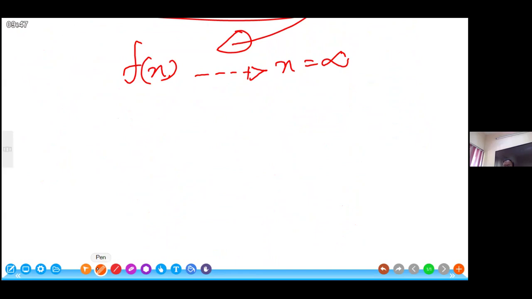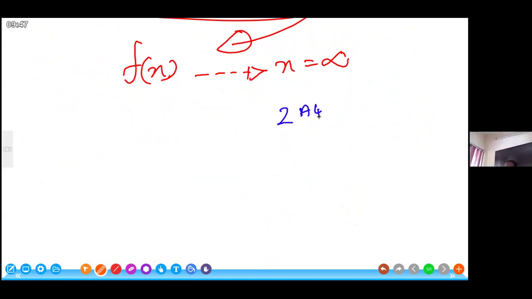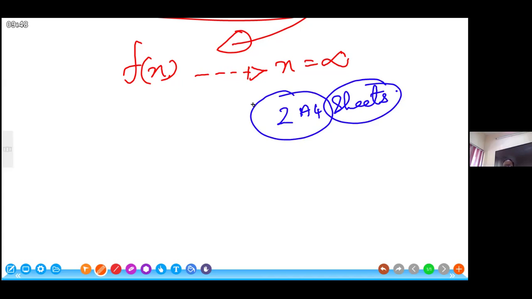I mentioned about this. You can bring 2 A4 sheets. Yes, so you can bring 2 A4 sheets. Anything that you can fill with these A4 sheets. Anything as you like.